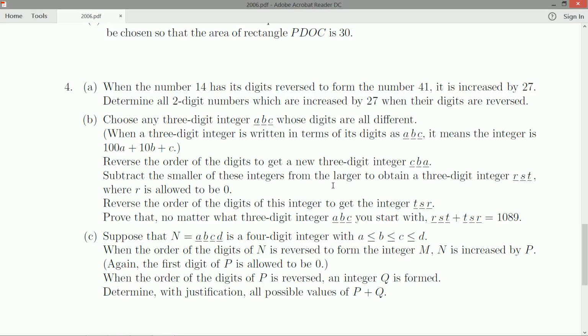Subtract the smaller of these integers from the larger to obtain a 3-digit integer, RST, where R is allowed to be 0. Okay, that's interesting. Reverse the order of the digits of this integer to get TSR. Prove that no matter what 3-digit integer we start with, RST plus TSR will be 1089. Interesting. Very interesting. Okay.